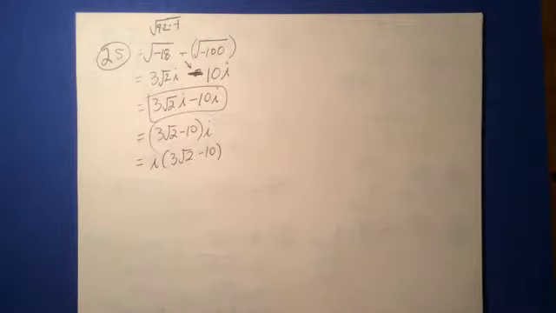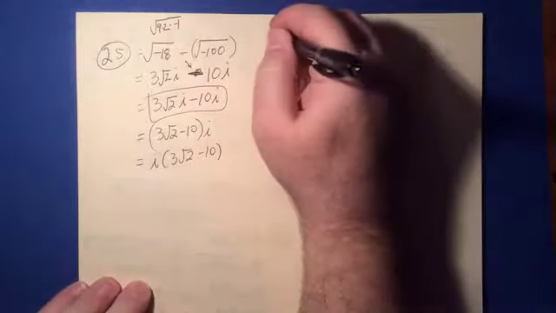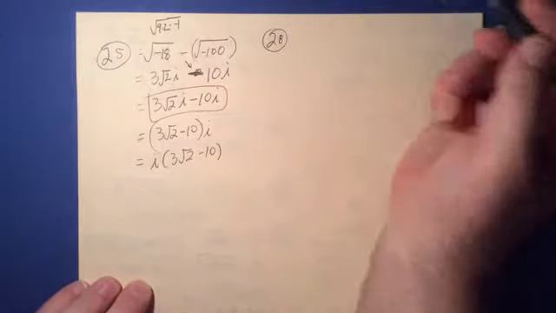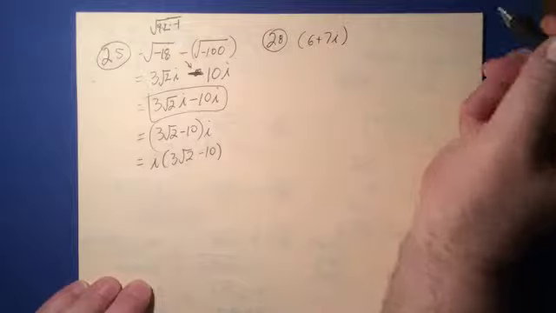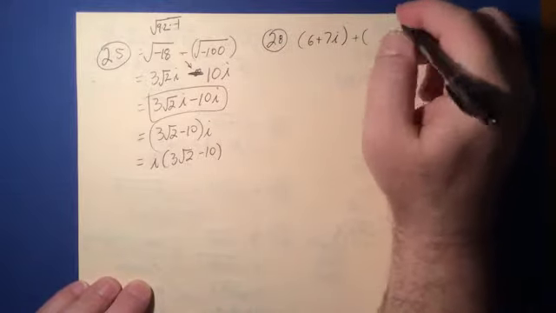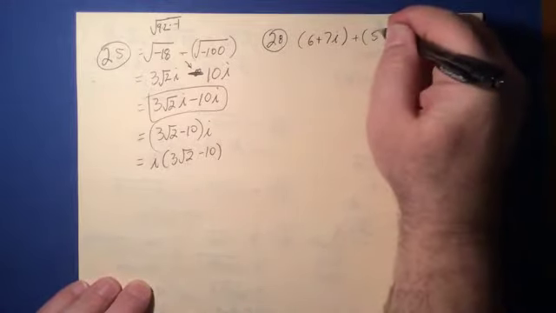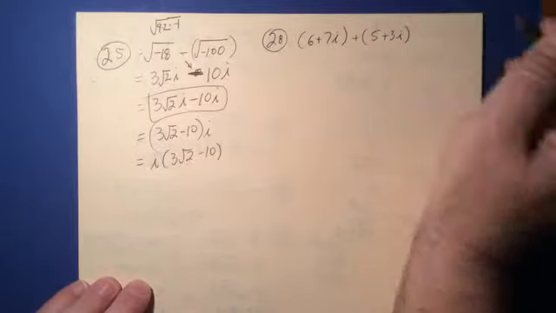Let's begin to take a look at some addition type problems. We're going to add complex numbers, and we're going to put these numbers in complex form. So let's go ahead and start with question 28. So we're going to have the number 6 plus 7i plus the quantity of 5 plus 3i.